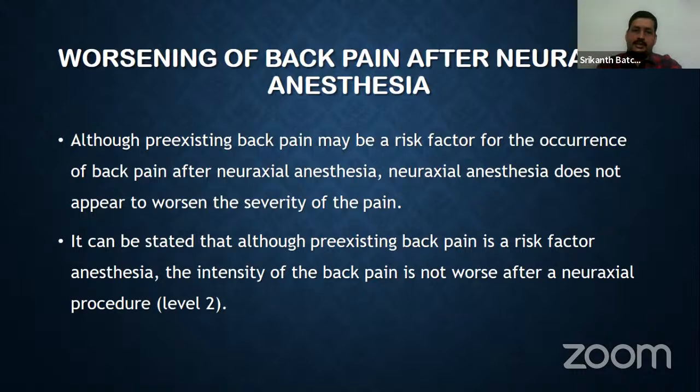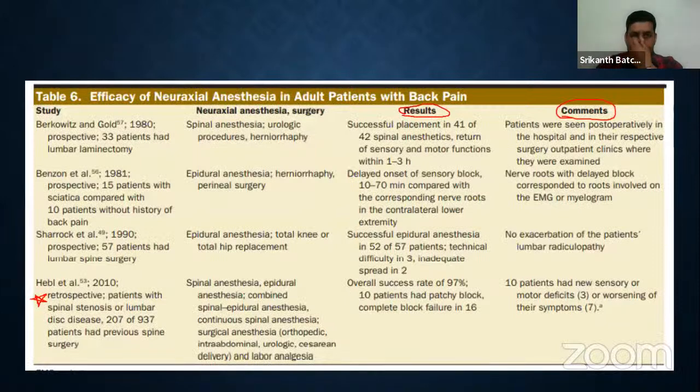So it can be stated that although pre-existing back pain is a risk factor, the intensity is not severe, which is level 2 evidence. As you all know, level 1 is the highest, level 2 is the next one. In these studies, they have enlightened us not only about the incidence but also about the efficacy of neuraxial anesthesia in a patient with persistent back pain.